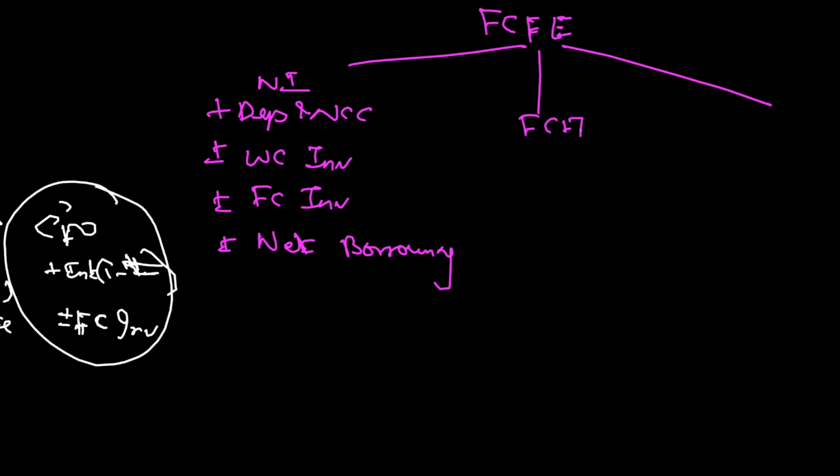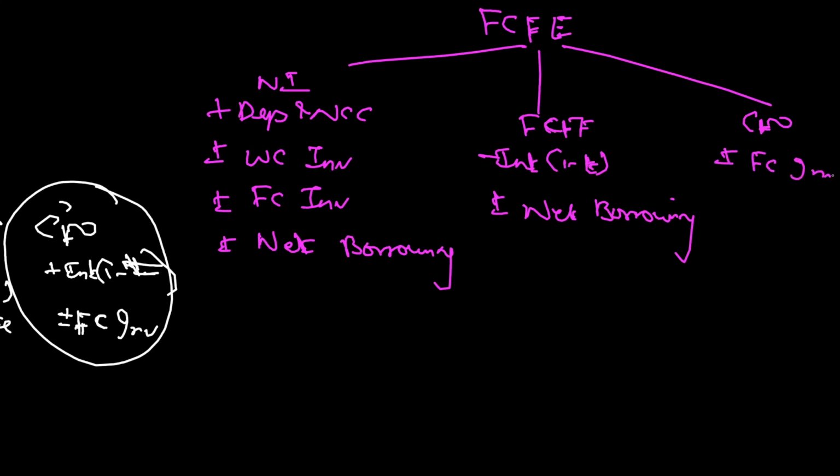Next one is free cash flow to the firm minus interest into 1 minus tax rate plus or minus net borrowing. This way also I can do. Or third one is cash flow from operations plus or minus fixed capital investments, then plus or minus net borrowing. This way also I can do.